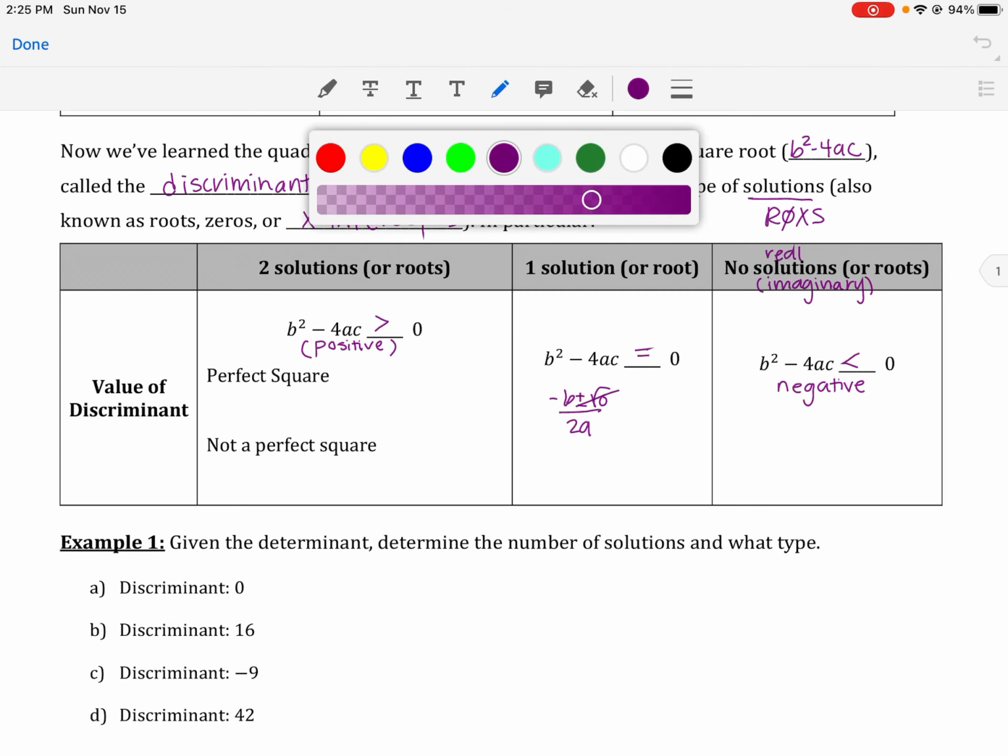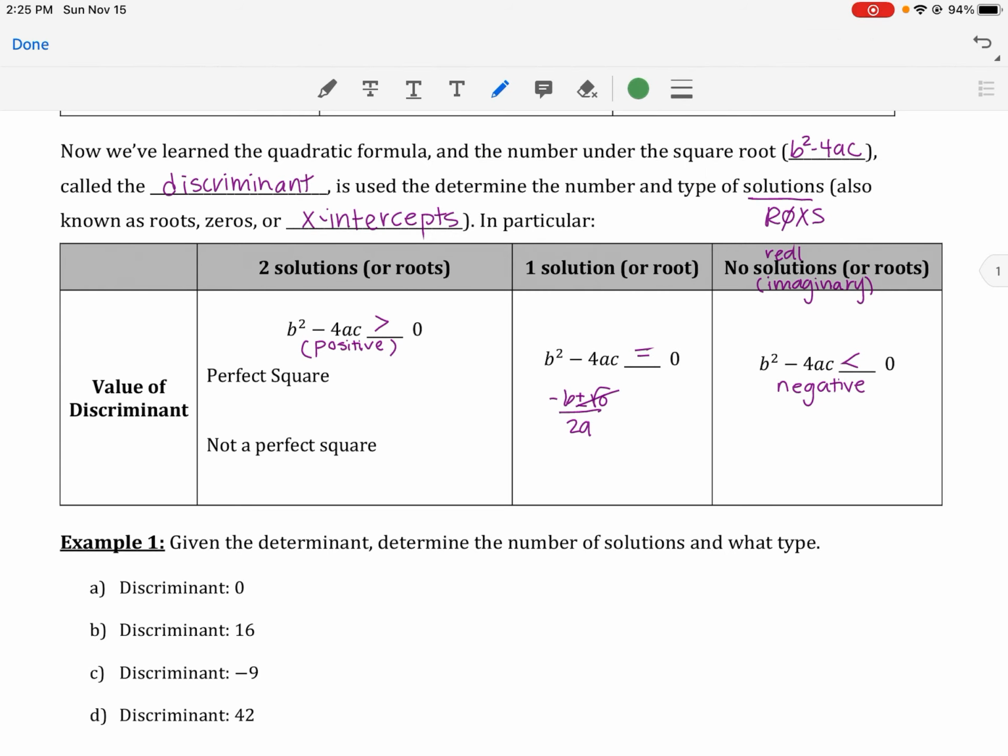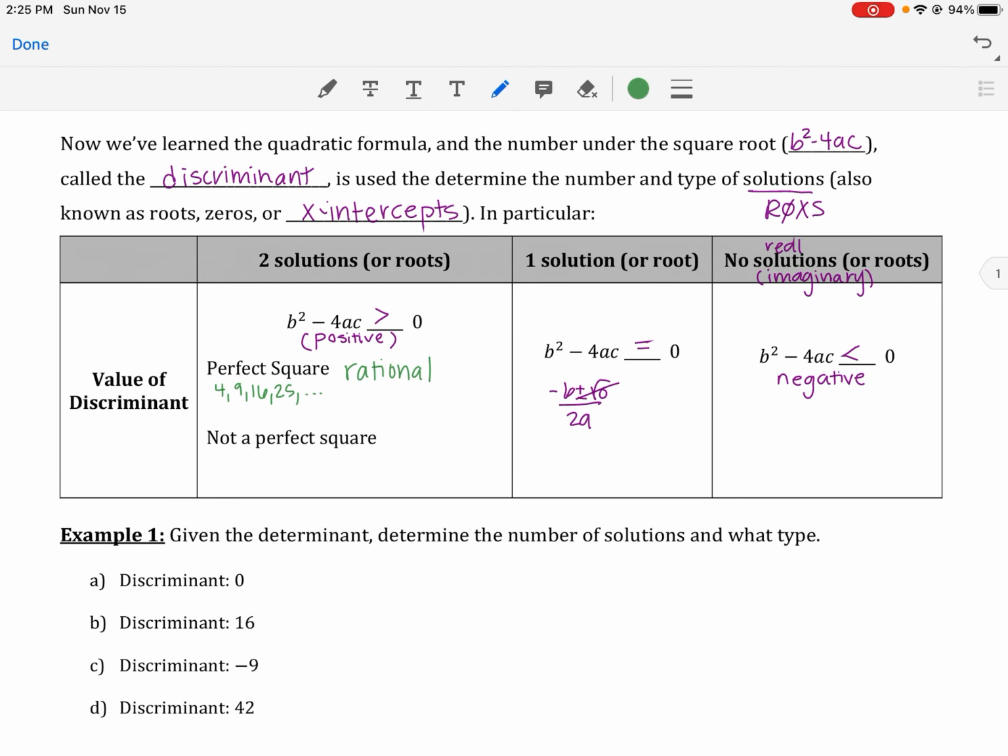Now let's talk about the two different types of real solutions. If you get things like a perfect square, so something like 4 or 9 or 16 or 25, things that will take the square root nicely, we call those rational solutions because they'll come out as a ratio. If you get something that's not a perfect square, so 2, 3, 5, 7, even something like 20, something where the square root comes out to be a decimal, it doesn't matter if we can simplify it or not, we're going to call those irrational.